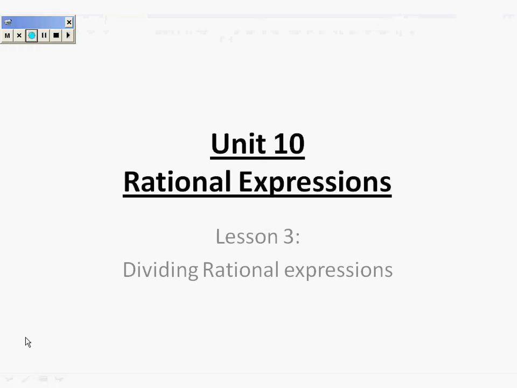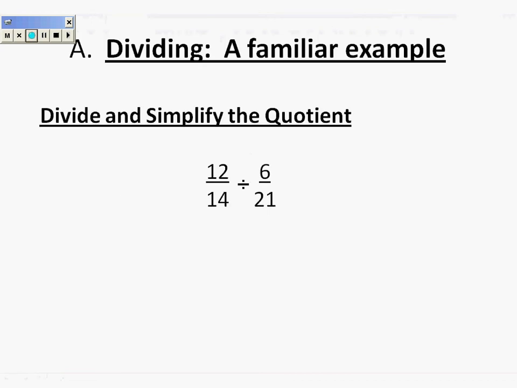All right, lesson 10.3, we're going to talk about dividing rational expressions today. So let's take a look at this example. Divide and simplify the quotient. Quotient is a fancy word for division problem. Okay?